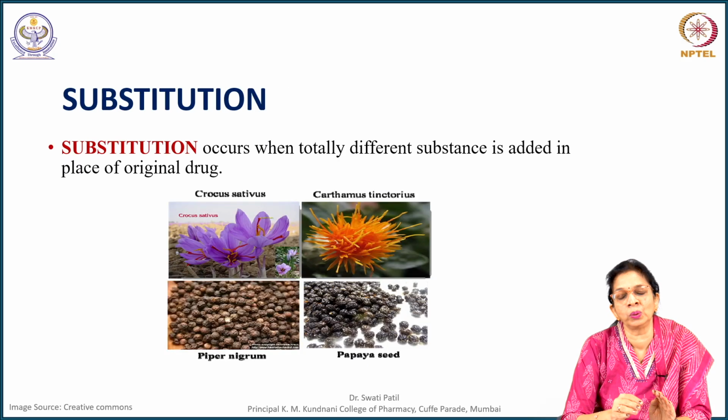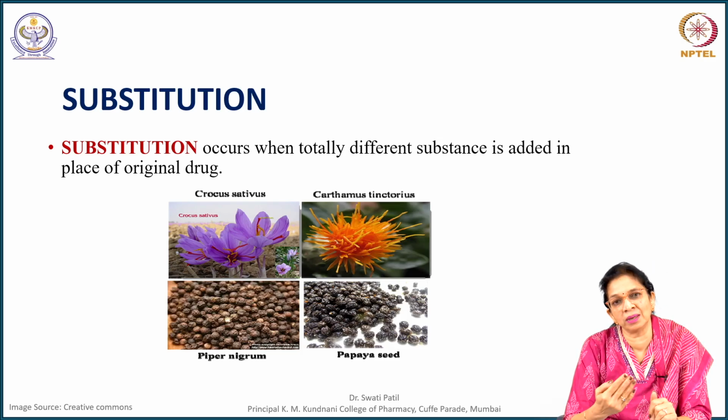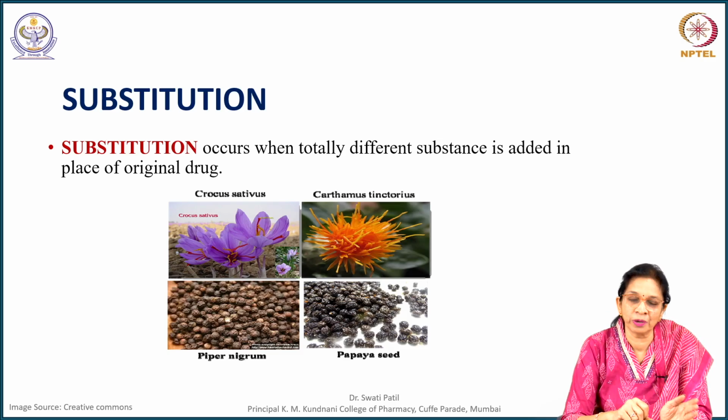Substitution, where a totally different substance is added in place of the original drug. So, saffron, which is priced very heavily, if you see in the market, there are some people who sell saffron at 100 rupees a gram, whereas others sell it at 1000 rupees a gram. So, here which is adulterated, which is pure, it is very important to detect the kind of adulteration. So, the cheaper quality may have the stamens from some other flower, it may have some other kind of foreign organic matter which is mixed with saffron and sold.